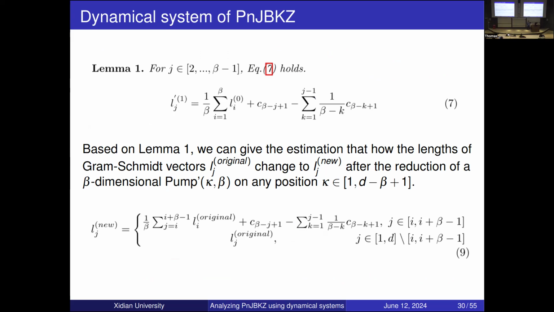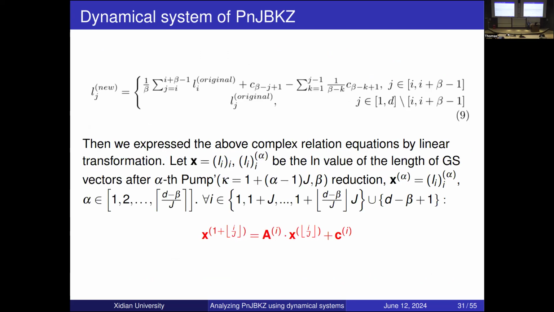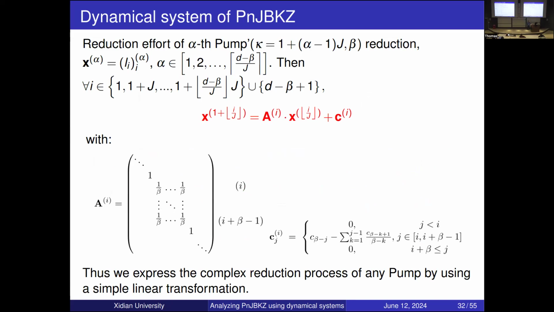Then based on lemma 1, we can inductively calculate how the lengths of Gram-Schmidt vectors change after any beta-dimensional pump reduction, which can be triggered at different positions kappa, by using equation 9. But this equation is too complex to analyze, so we express it by using a linear transformation. We set vector x to represent the lengths of Gram-Schmidt vectors, and we use this formula for the old lengths and how they change after a pump's reduction, where matrix A equals this value, and the vector a is some constant vector. Thus, we express this complex reduction process of a pump, which can be triggered at any different position, by this linear transformation.